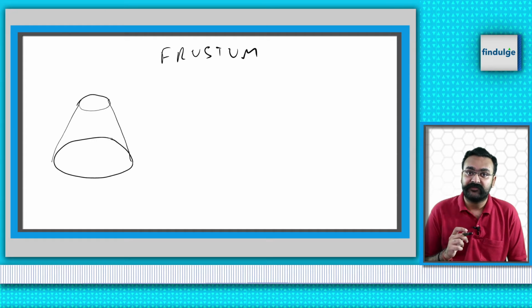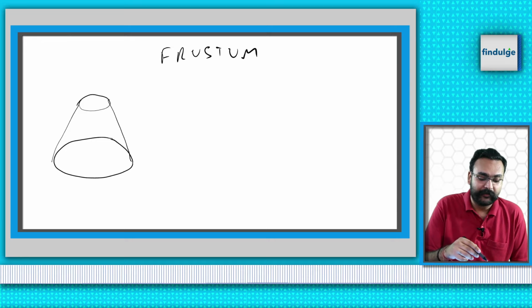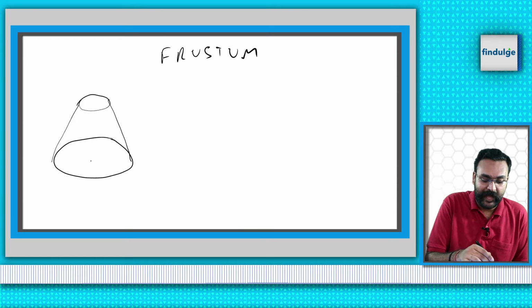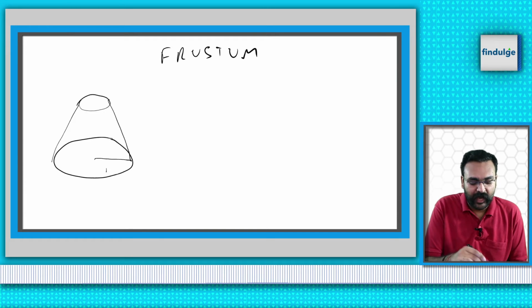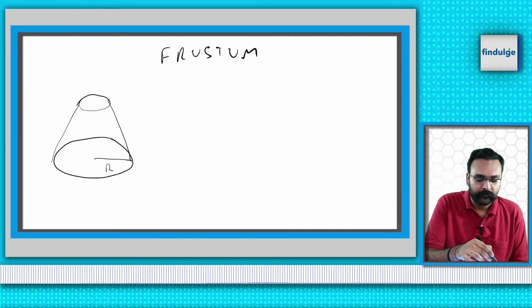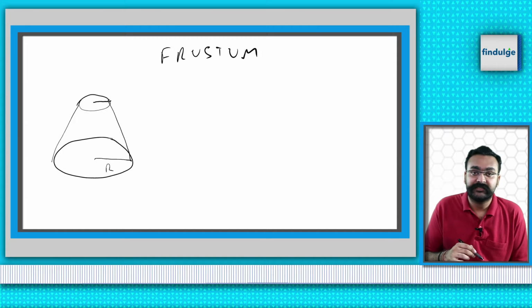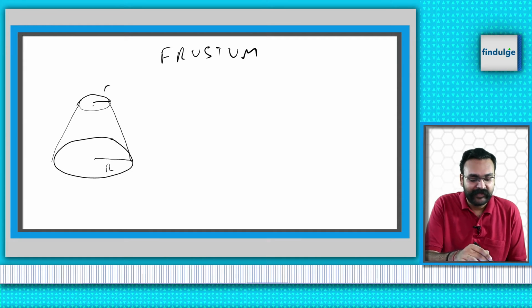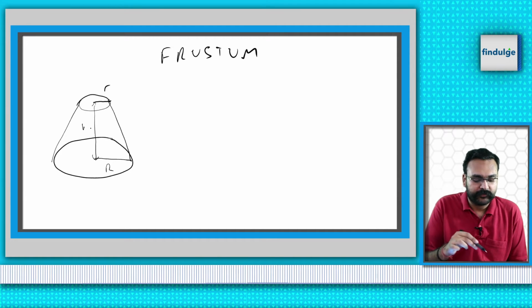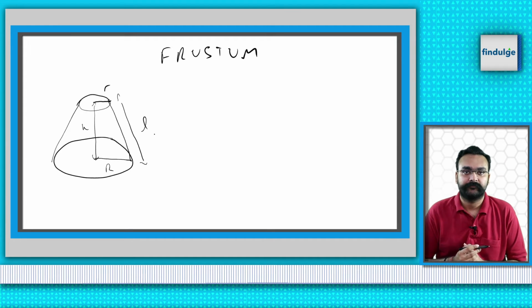Now if we analyze our frustum carefully, our frustum has two radii. We have one radius here, which I will call the larger radius, so capital R. We have one radius here, the upper radius, small r. We have a height of the frustum, which we call h, and of course we have a slant height of the frustum, which we will call L.